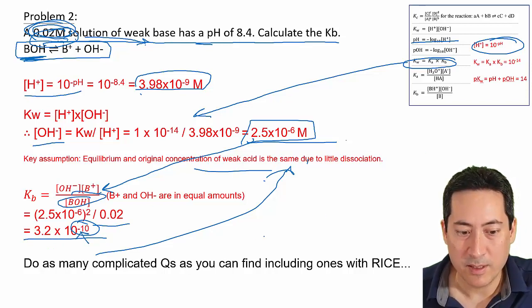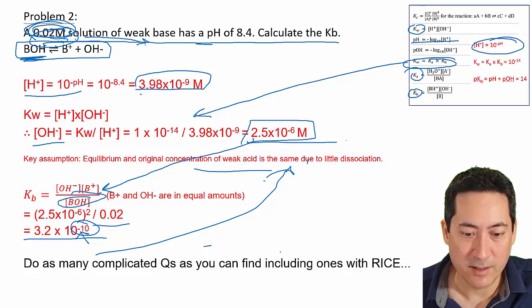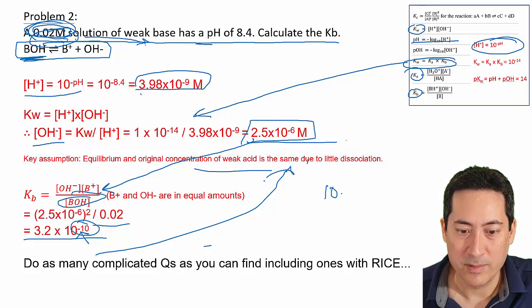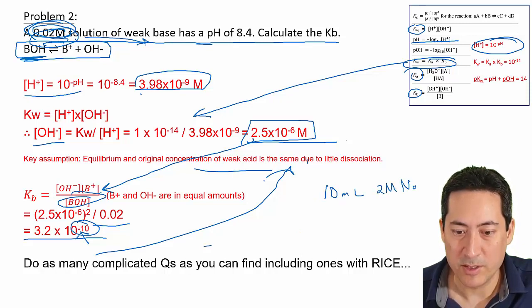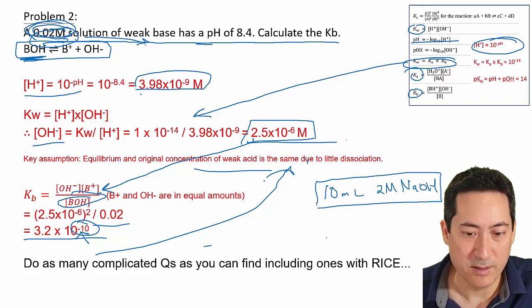Okay, so it can get far more complex, as you can see, there's quite a lot of different equations and you can come from different angles. They could give you any of these values, and you have to sort of work your way to another value. Another thing that can increase the complexity is, say, well, what if I added 10 mLs of 2 molar NaOH to the solution? What would be the pH then?